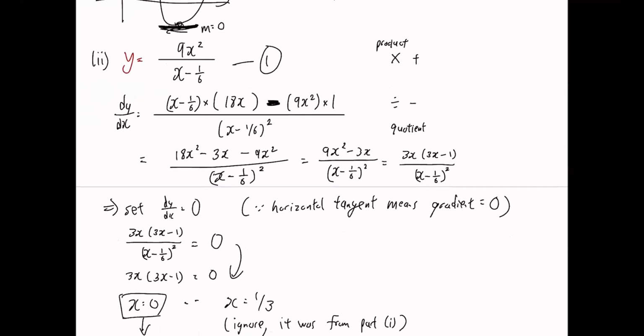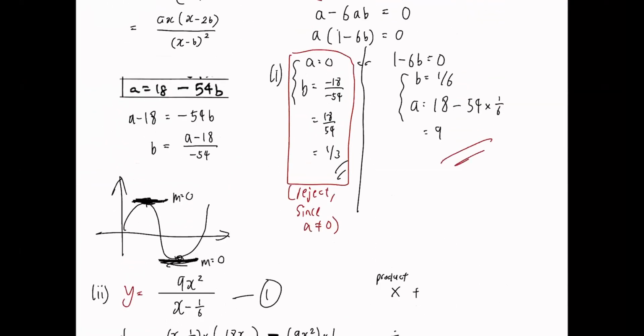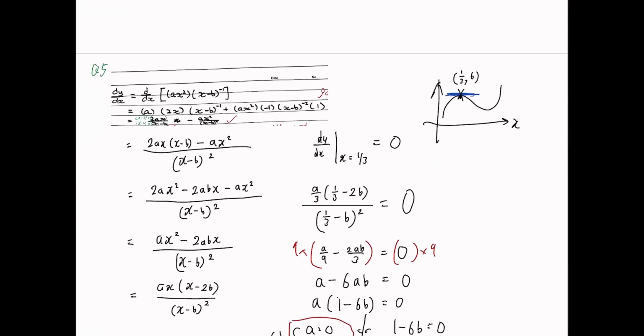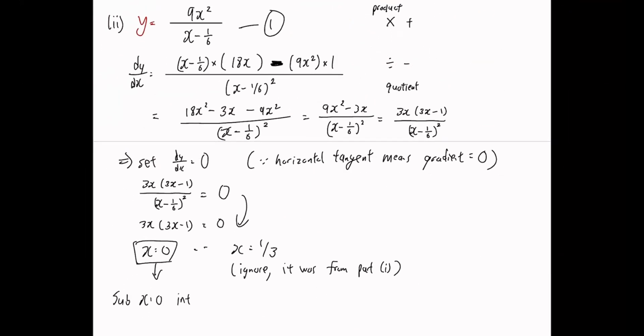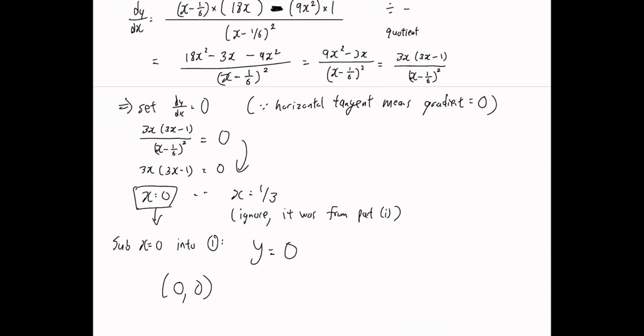So let's call this equation 1. Did I use 1 already? Haven't, okay, then I'll just use 1. Okay, so sub x equal to 0 into 1. And then we get y equals to 0. Yes, so that means you have 0, 0. Origin. Yes, the origin. Okay, very good. And that's it for this question.